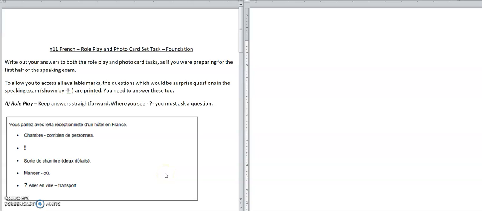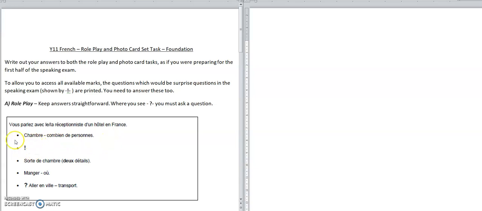Okay, so this is a GCSE French AQA role play from the speaking exam. It's a foundation tier. This is the first task we get, the role play, and you need to prepare it within your 12 minutes preparation time. You want to keep the details fairly short because you want to allow as much time as possible in the 12 minutes to prepare the photo card. The main thing to remember is this one is short and simple.